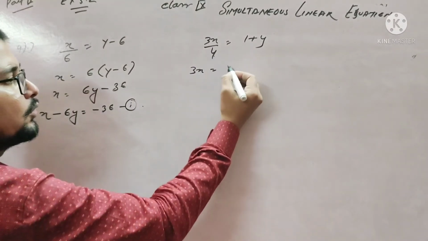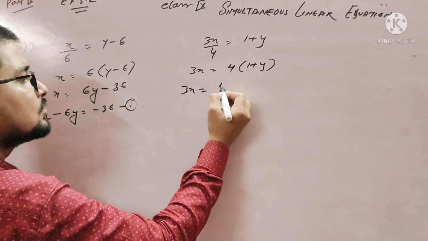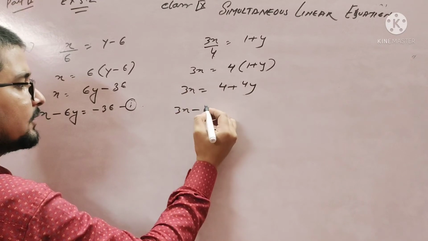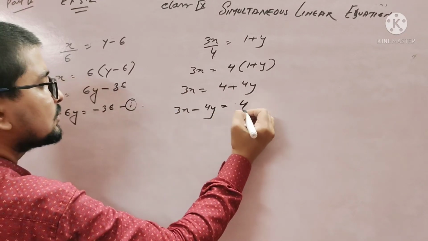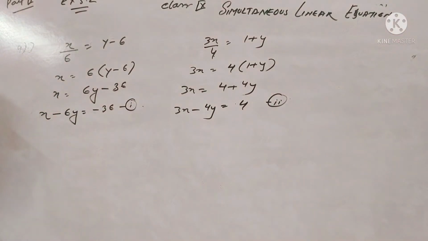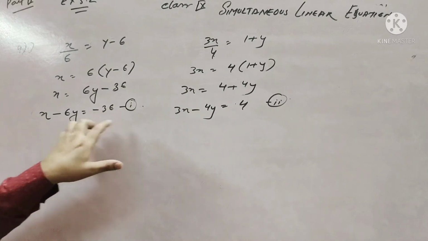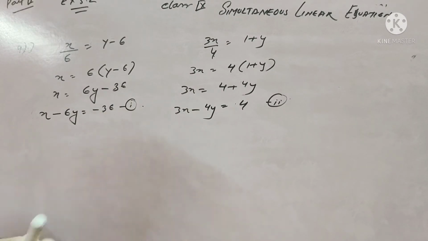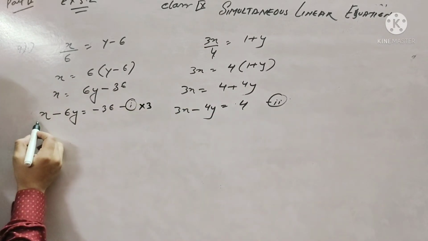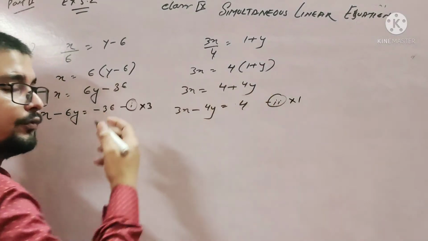Then 3x equals 4 times 1 plus y, so 3x equals 4 plus 4y. The plus 4y comes to this side, so 3x minus 4y equals 4, equation 2. If you want to eliminate x, then you multiply equation 1 by the coefficient of x written here, 3, and equation 2 by, because nothing is written here, that means 1, so multiply equation 2 by 1. We know that very well.